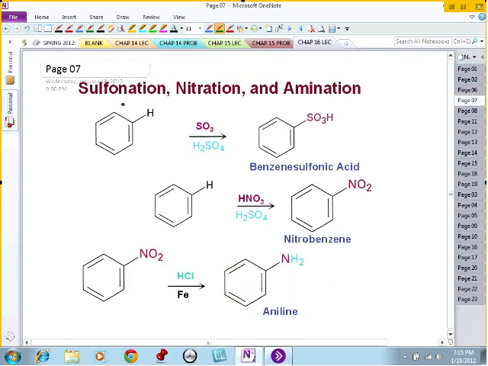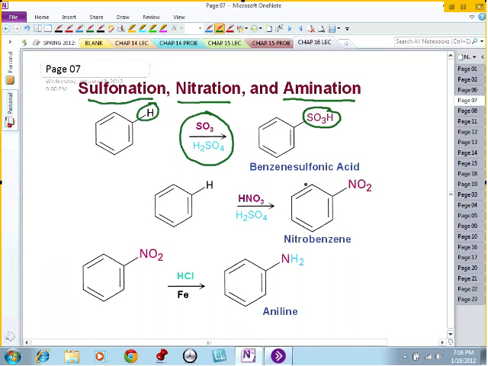Okay, we could also perform what we call sulfonation, nitration, and amination. Starting with benzene, if you want to substitute this hydrogen with this sulfonic acid group, SO3H, this is the reagent you need. You need sulfur trioxide and sulfuric acid. Sulfur trioxide and sulfuric acid. You just have to know this.